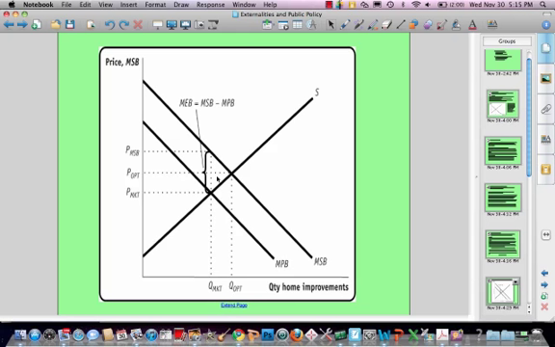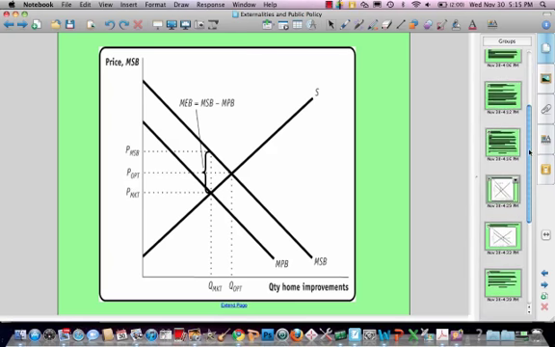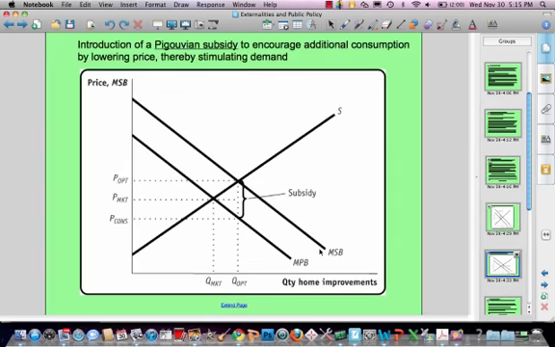Well, is there a policy that could be instituted to get rid of that deadweight loss? Sure there is. And that policy, if I can get to the right slide, is going to look something like this. The idea of a Pigovian subsidy is one that, in this case, encourages additional consumption by lowering the price of that social good, thereby stimulating demand for it. So how would that work in this case?